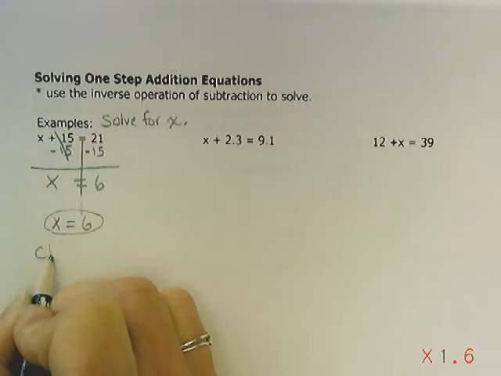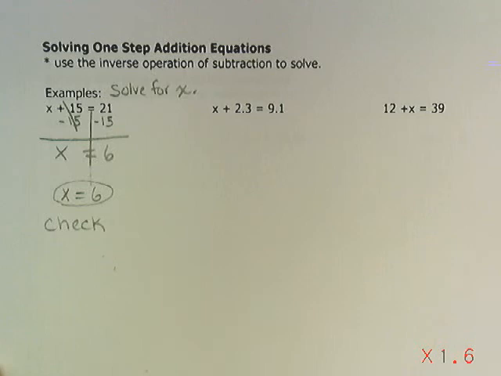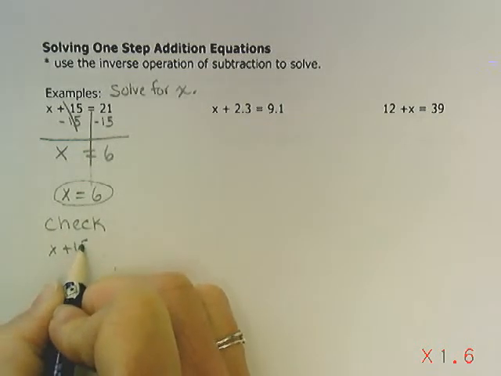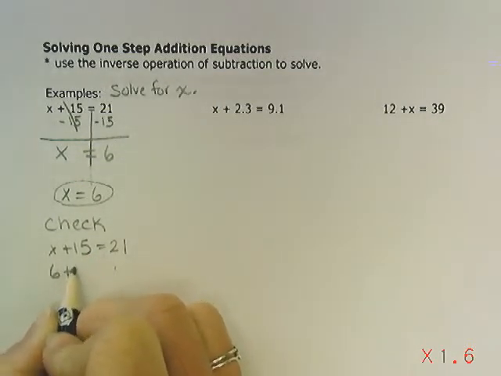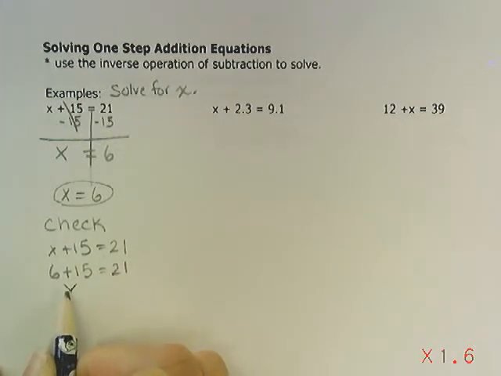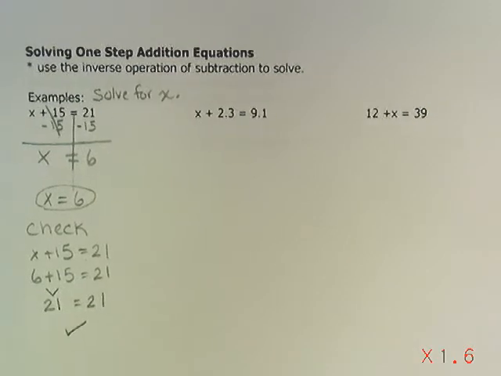We're going to check our equation. It's always a good idea to substitute that number that we found for x back into the original equation. So I'm going to start with the original equation, x plus 15 equals 21, and I'm going to substitute 6 in for x. And the objective is, when I do this addition, will that equal the 21 that we originally said it should? And 6 plus 15 is 21. So this left-hand side equals the right-hand side. That means the value of x being 6 is correct. It checks out.